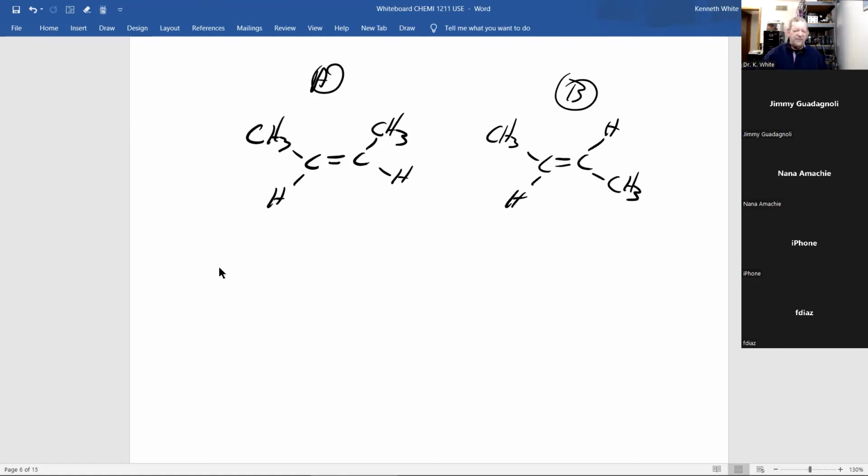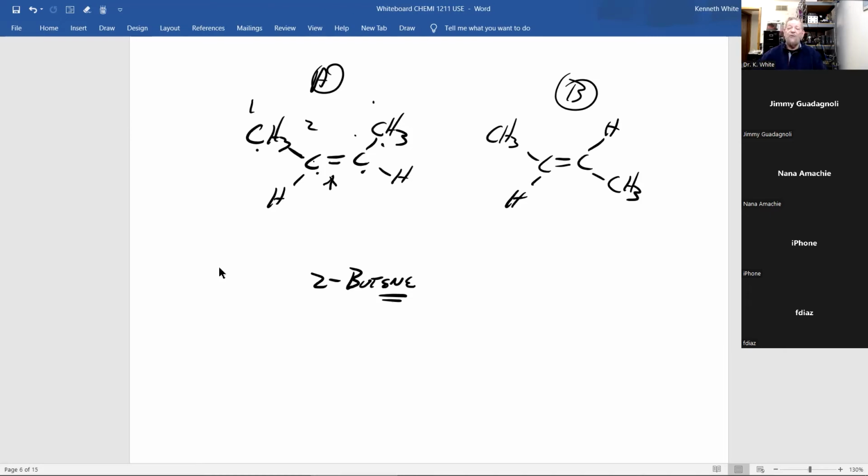Now, how would you name A? Well, you find the longest chain. Even though this is bent up, this carbon is bonded to this carbon, to this, four carbons. That's butane. It's a double bond, so drop the A-N-E ending, put in E-N-E, and that's butene. If I start here, 1, 2, I could also start here, 1, 2. This carbon or this one, the closest to the end of the chain, is 2. So this A is 2-butene.